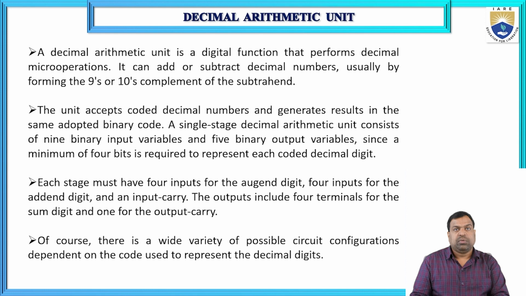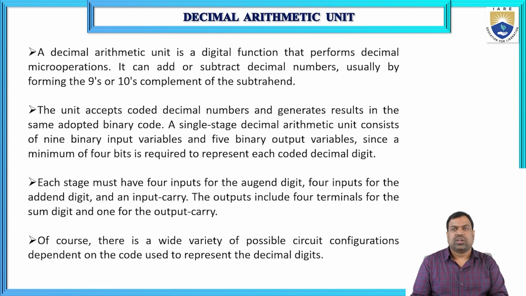A decimal arithmetic unit is a digital function that performs decimal operations. It can add or subtract decimal numbers, usually by forming nines and tens complements of the subtrahend. The unit accepts coded decimal numbers and generates results in the same adapted binary code.